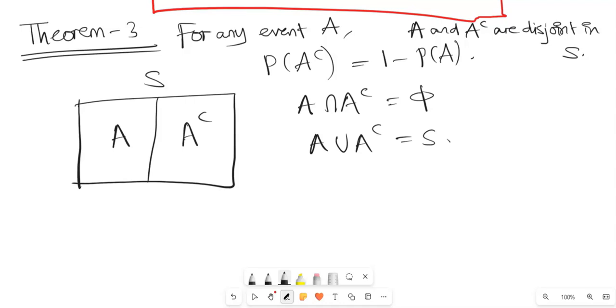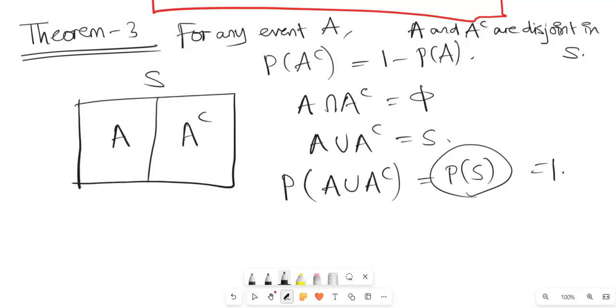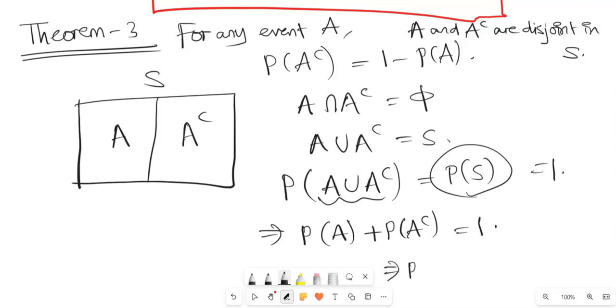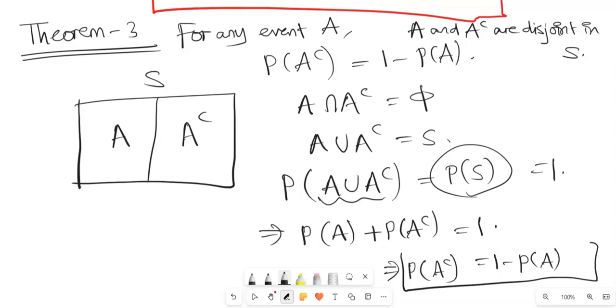So by the axioms, we will use one of the axioms. If we take the probability of this set A union A complement, and on the right hand side we write P of S, we know P of S is 1, and by the rule of finite additivity, we can write this as P of A plus P of A complement, which is equal to 1, and from there we can say P of A complement is 1 minus P of A. This was a short, simple proof which gives very critical information: the probability assigned to the complement of a set is nothing but 1 minus P of A.